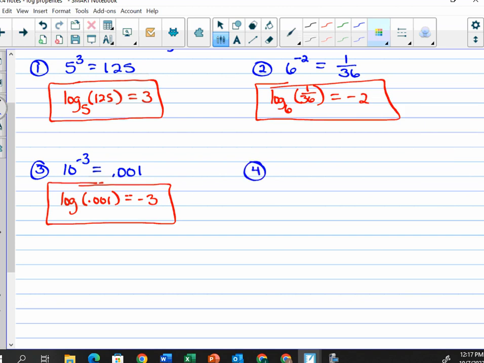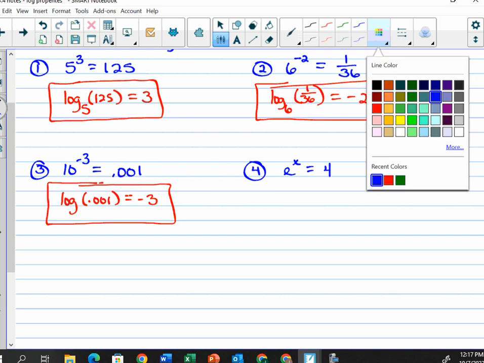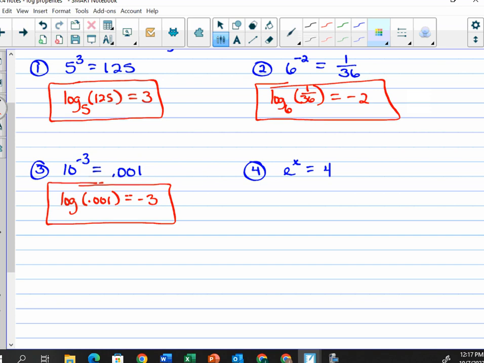Let's see. I have e to the x equals 4. Okay, let me talk you through what you should think, and then what you should actually write. So what is the base here? E. So you're thinking, okay, this is log base e of 4 equals x. Don't write this. That's absolutely what you're thinking. It is not what the answer is.